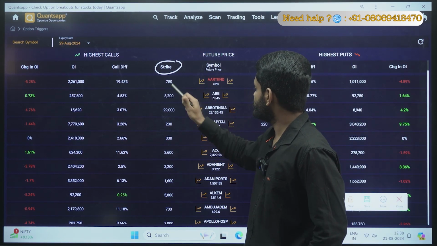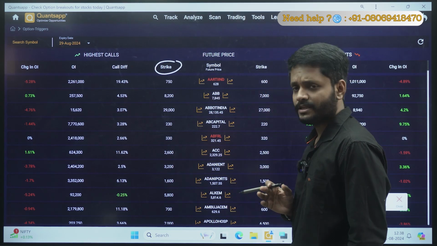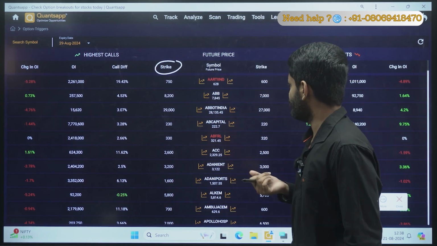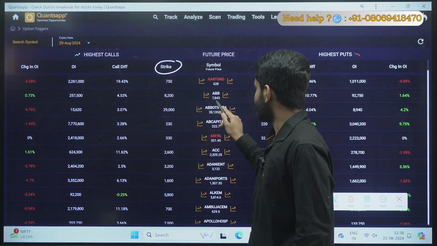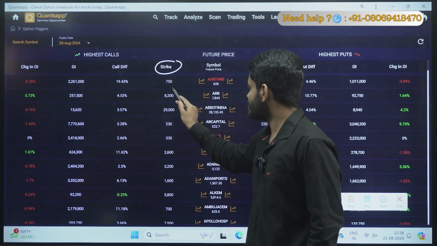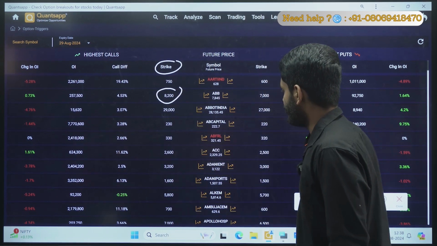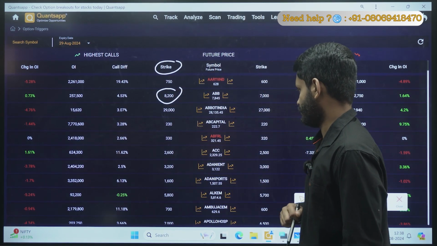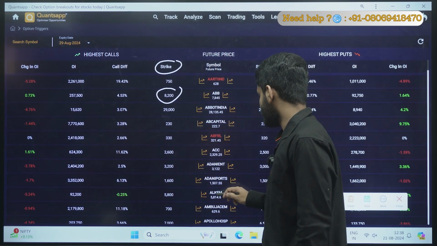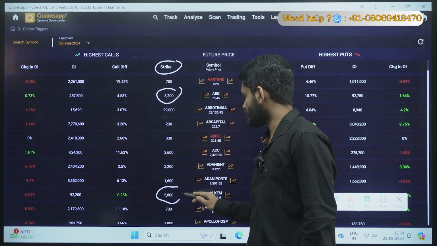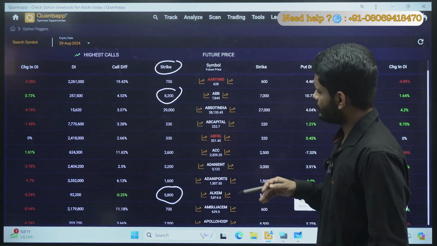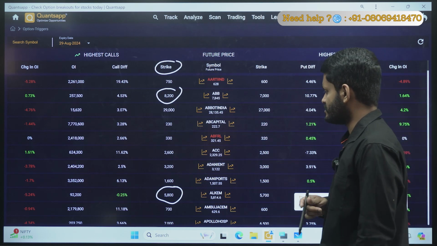So here, for Aarti Industries, the highest call writers are present at 750 levels. For ABB, 7845 is the current price and the resistance is at 8,200. Now if you see Alchem, 5814 is the current price and the resistance was at 5,800. So now the stock has already broken its resistance, we can say.